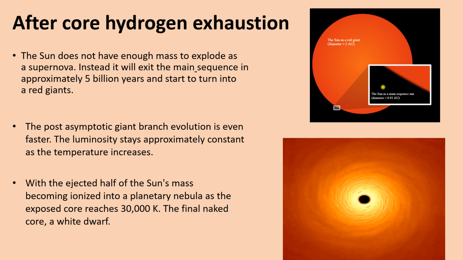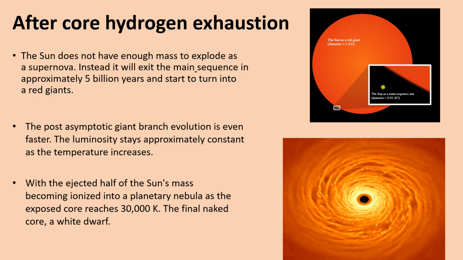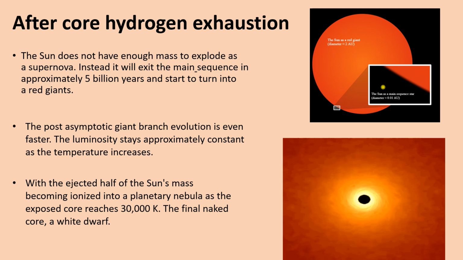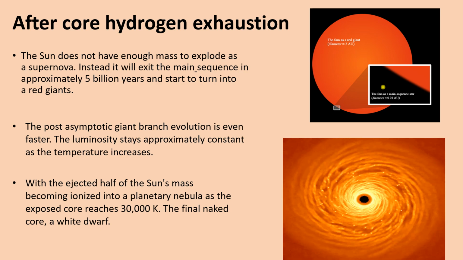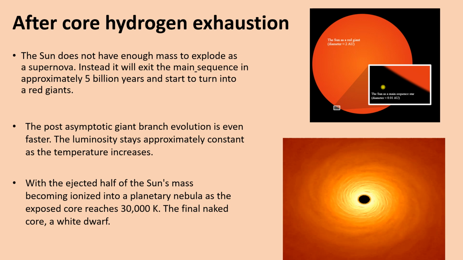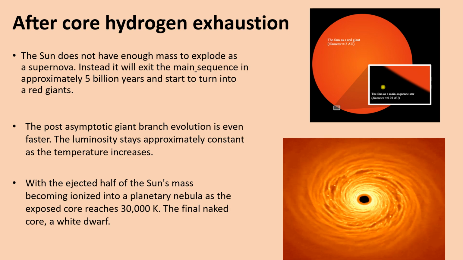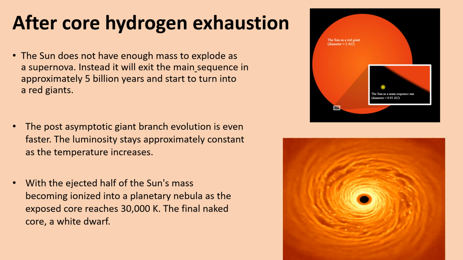Now this red giant proceeds into the post-asymptotic giant branch evolution, which is even faster when no helium is left for combustion and the nuclear fuel is exhausted. The luminosity stays approximately constant as the temperature increases in this evolution. Now this post-asymptotic giant branch evolution leads to the ejection of half of the sun's mass into a planetary nebula with an ionized core, and the core temperature reaches 30,000 Kelvin, compared with 15 million Kelvin now, and it is finally converted into a white dwarf from the planetary nebula.